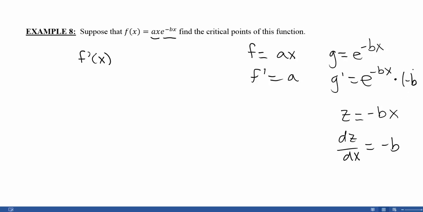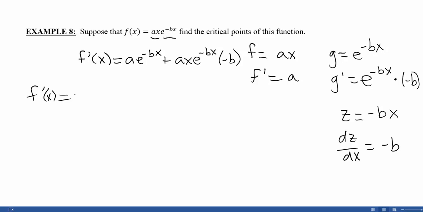So my first derivative here, we're going to do f prime times g. So I have a e to the negative bx plus f times g prime, so ax e to the negative bx times negative b. So again, I'm going to do a little simplifying before I start factoring anything. So I'm going to write my function by constants first, then any x terms, and then the e term, just so that both terms are in the same order.